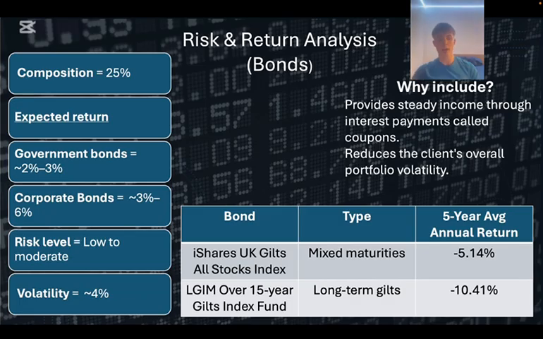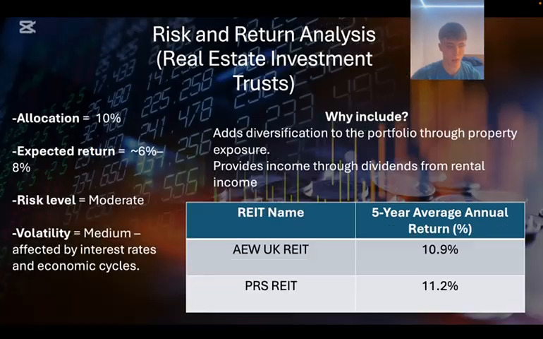And then here again, we have a small chart describing the 5-year average annual return of each bond. So we have an iShares bond, which is a mixed maturity, and it has a 5-year average annual return of minus 5.1%. And the LGIM bond, which is a long-term gilt bond, has an average annual return of minus 10.41%.